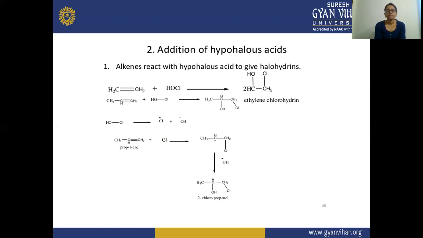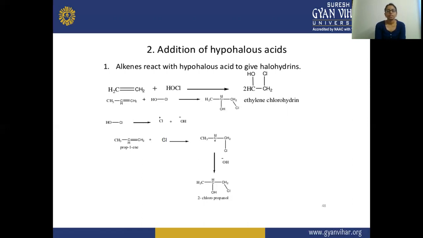And here one CH2 will withdraw the electron from the other, and one will get the positive sign and the other will get the negative sign. So the negative will attack the positive position of the carbon atom, and the positive will attack the negative position of the carbon atom. So here there will be a formation of halohydrin, meaning ethylene chlorohydrin is formed. Next, here the mechanism is given.